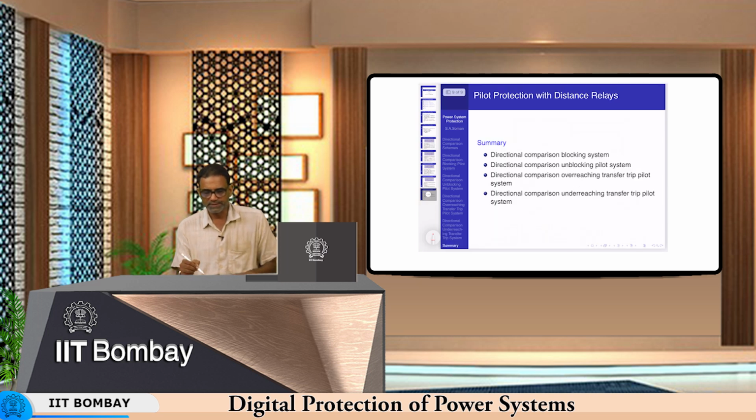Okay. So, as a summary, we have discussed directional comparison blocking, unblocking, overreaching transfer trip and underreaching transfer trip. There are variations like permissive, non-permissive, permissive overreaching transfer trip, permissive underreaching transfer trip, but we are not getting into that, we are just discussing the principles, because we are not discussing the actual engineering. There are differences and nuances in how the schemes are implemented.